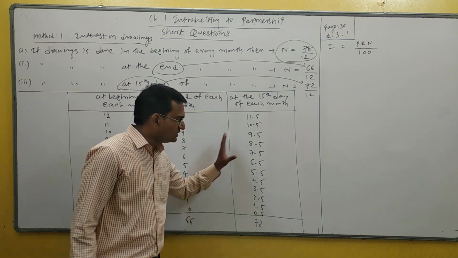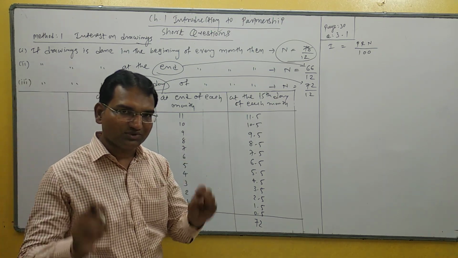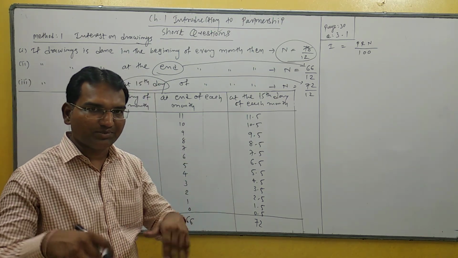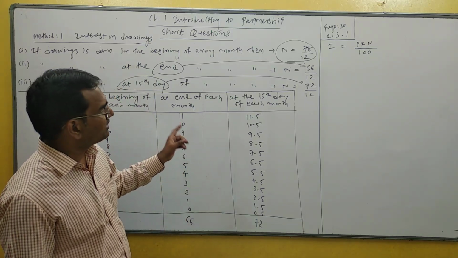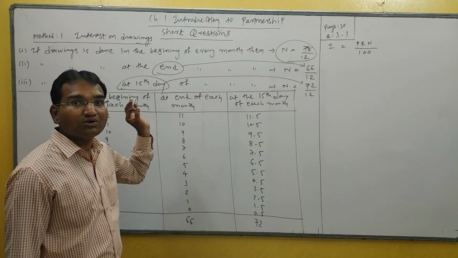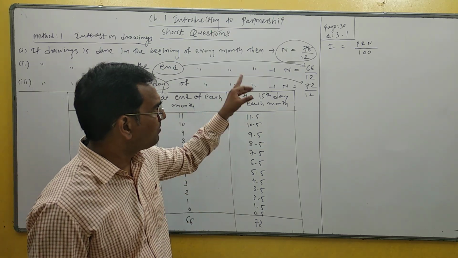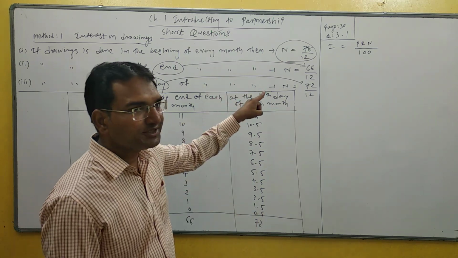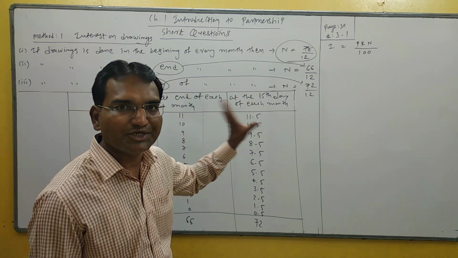Right? So this information is given just for your knowledge, for clarification of the concept. In the examination it will be clearly given that it is the beginning of every month, or the end of every month, or the 15th day of every month. Then you have to remember the number of months. Beginning 78, ending 66, and middle of the month 72.